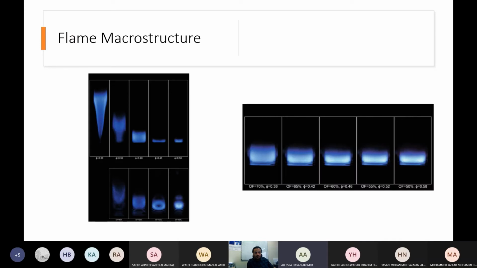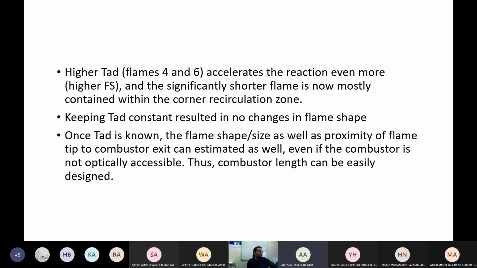Also, another thing that we got from the test is the flame microstructure. From the left picture here, the ones on the top are fixed oxygen fraction, and the bottoms are a fixed equivalence ratio with different temperature. The one on the right, we're trying to see what's the effect of fixing the adiabatic flame temperature on the shape and the size of the flame. And why is that important?